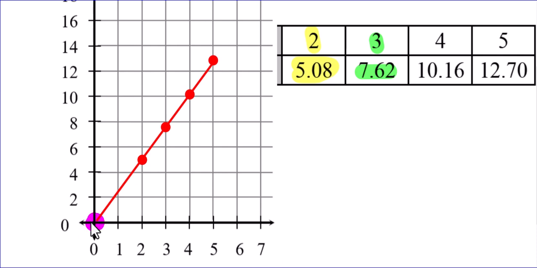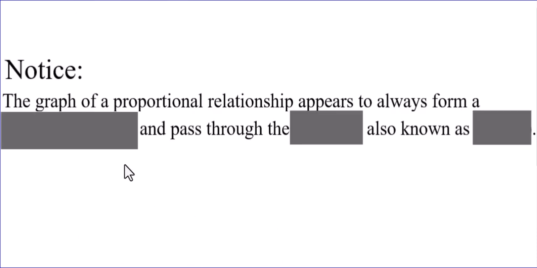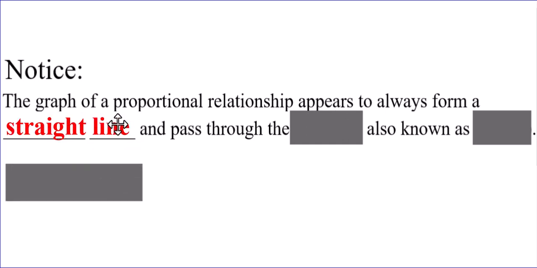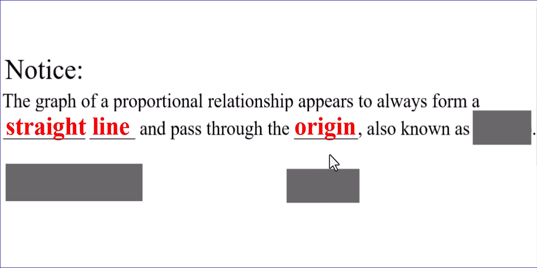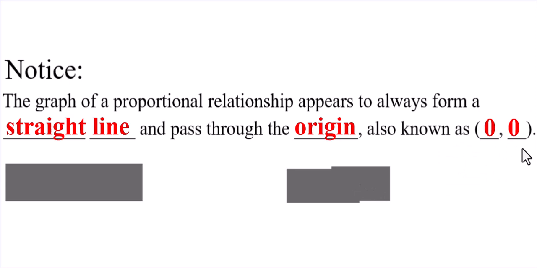That is the origin. So here's what I want you to notice, and you can get your pencils in your hand and write this down. The graph of a proportional relationship appears to always form a straight line that passes through the origin. When I say the origin, I'm talking about the ordered pair known as 0, 0. So quickly hit pause if you need to. Write those words in the blank. That's where we're going to finish this video for the first half of the guided notes.